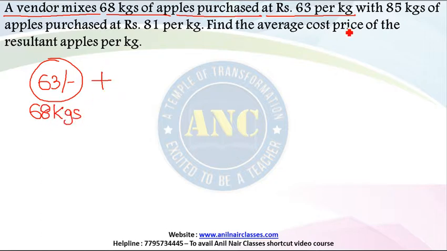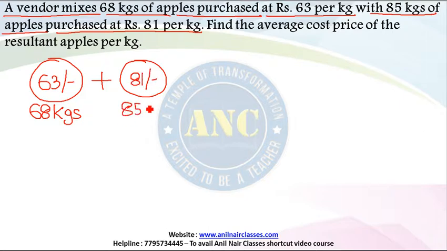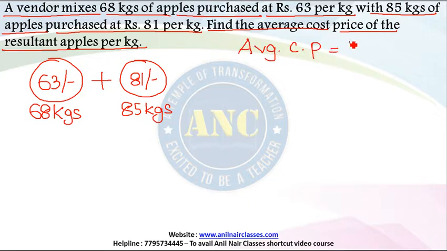He is mixing with 85 kgs of apples purchased at 81 rupees per kg. 81 rupees is the cost of 1 kg and the total number of kgs is 85 kgs. Find the average cost price of the resultant apples per kg. I need to find the average cost price of the resultant apples per kg after the mixing is done.